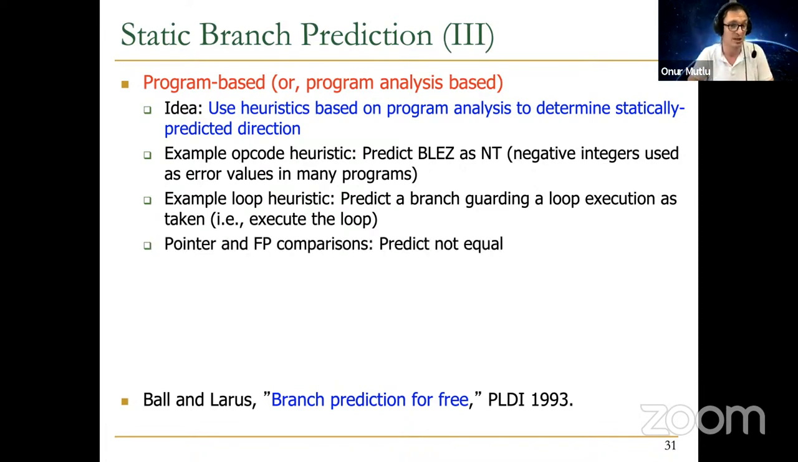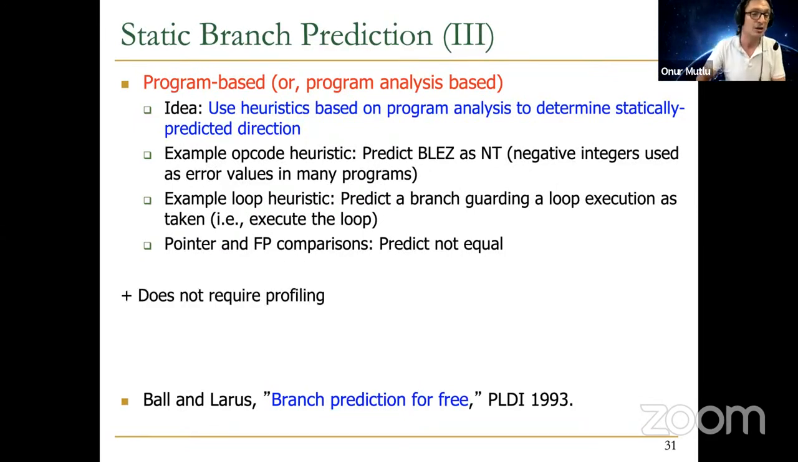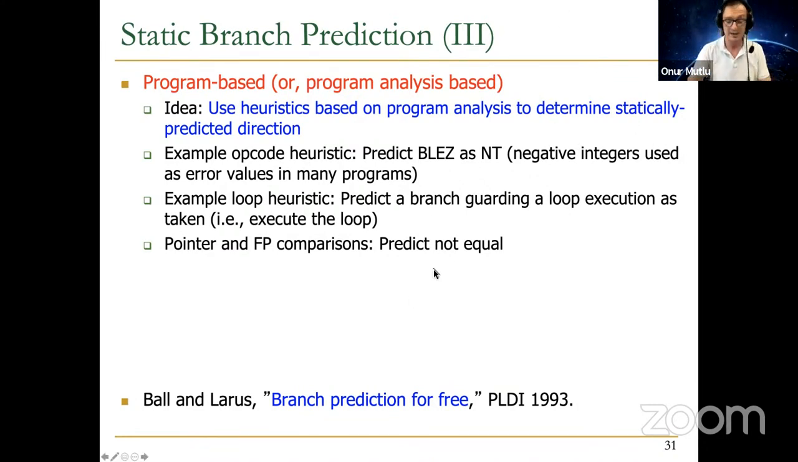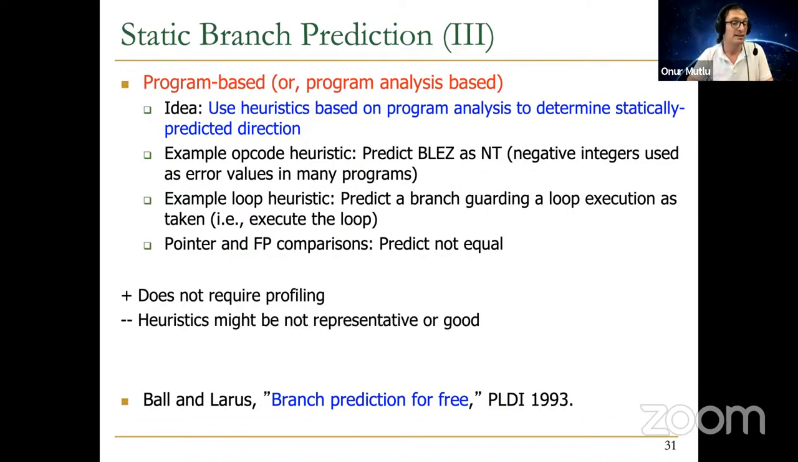They're not rules. Pointer and floating point comparisons: if you're comparing two pointers, or comparing a pointer to null, for example, predict that it's not going to be equal to null because, again, that's a boundary condition potentially or an error condition. Floating point comparisons, again, usually are not going to match. So these are some example heuristics, which make sense, I think, but they don't require a profile. That's the big upside here. But heuristics may not be representative or good.